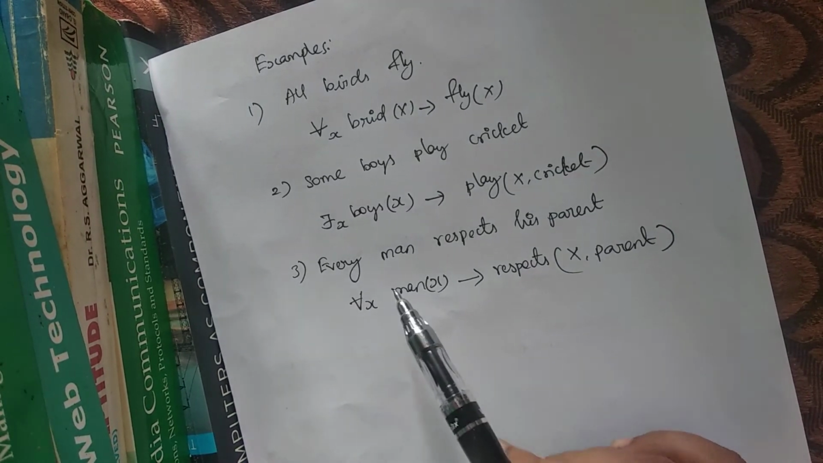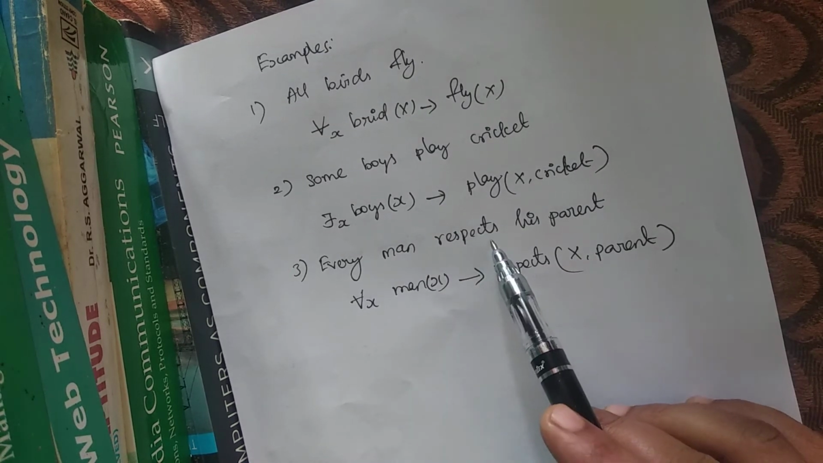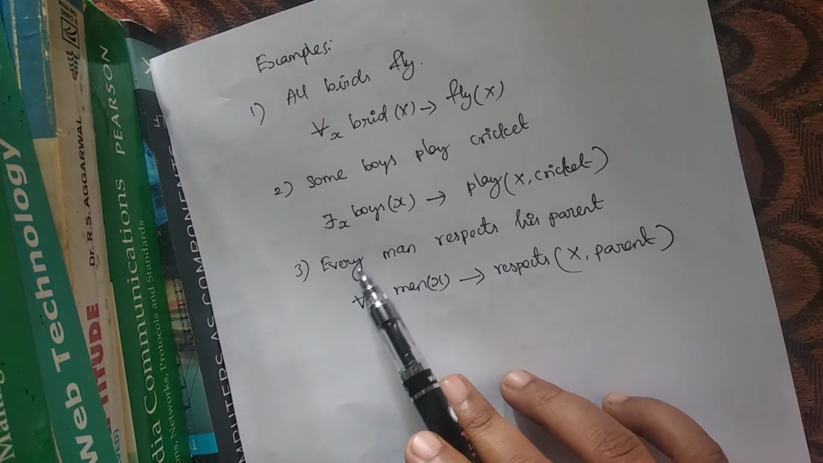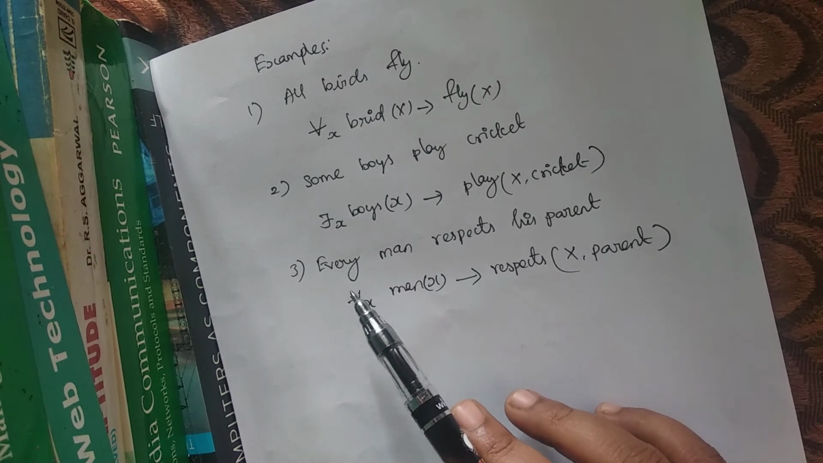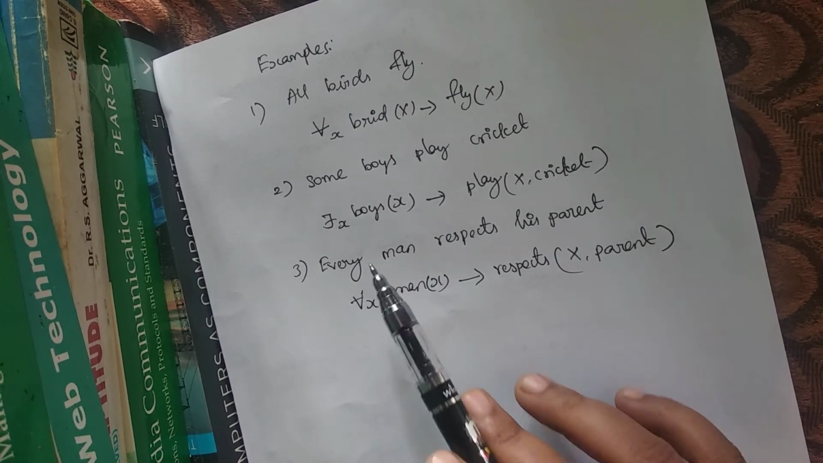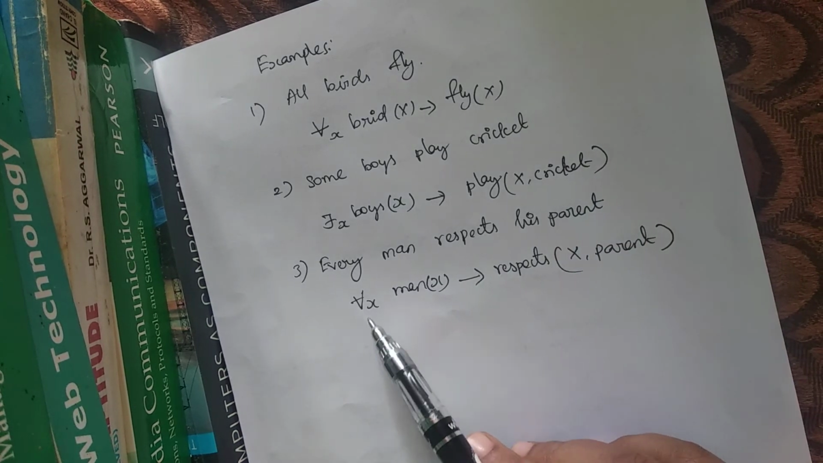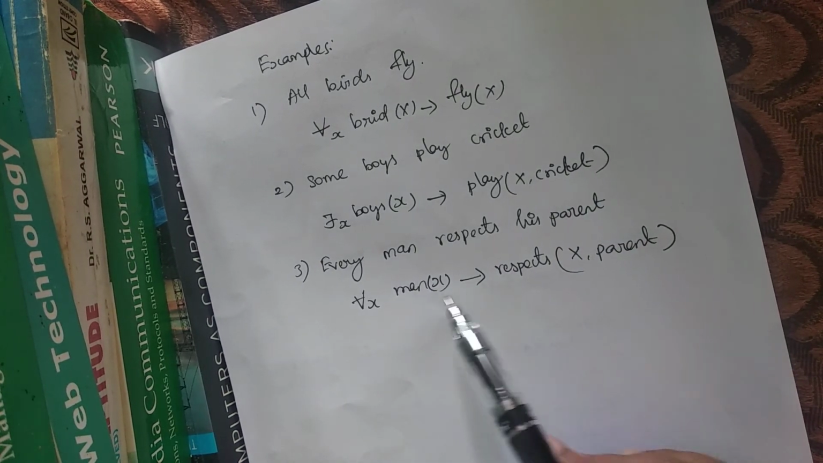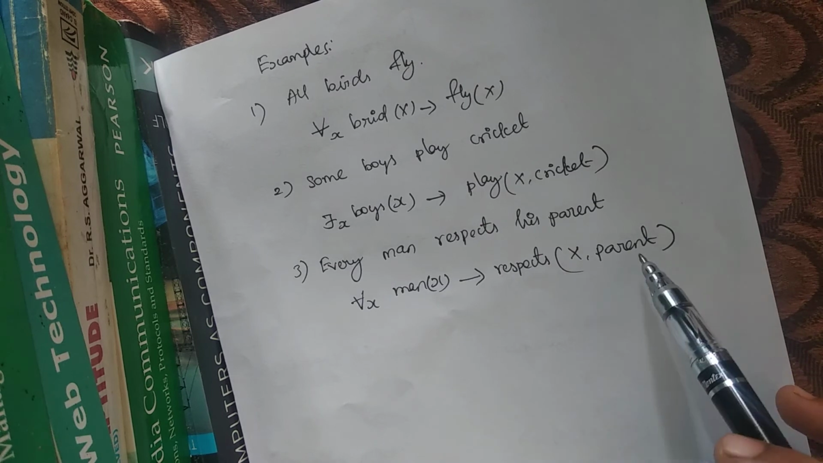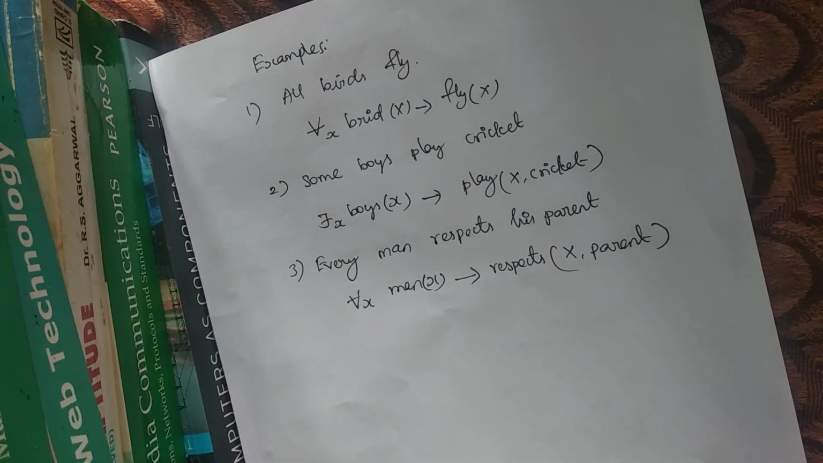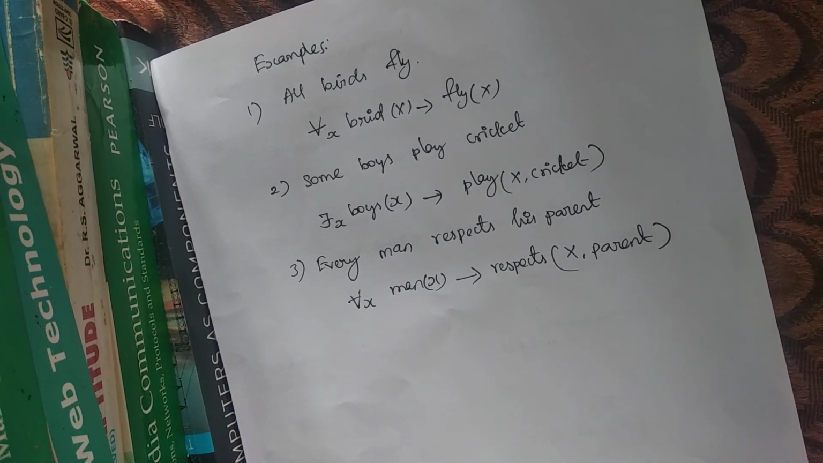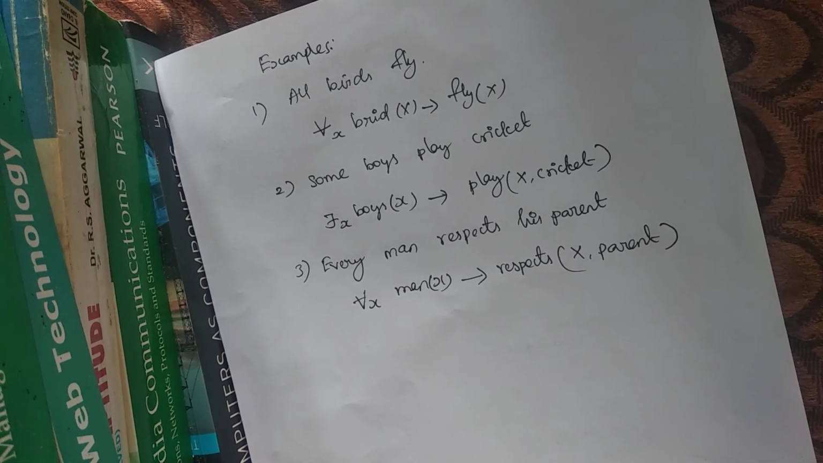The next example is every man respects his parents. Here, every is the condition, which means for all. Every man respects his parents, so for all men, respect their parents, right? So this is how we can write logical statements in the dependent type programming paradigm. Okay, thank you.